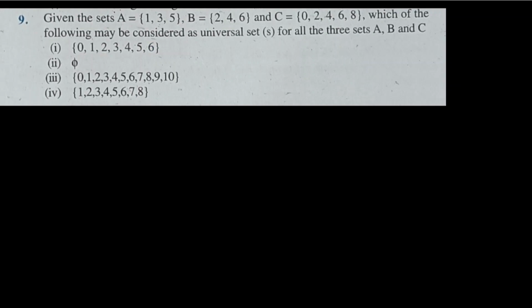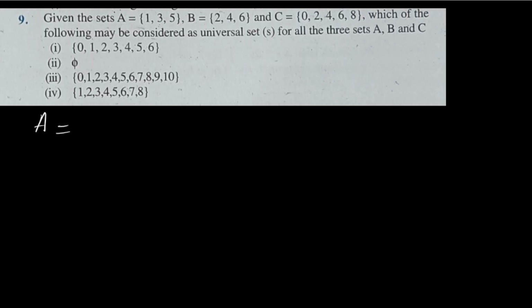Now let's do the last question of this exercise. The last question of this exercise says three sets are given to us: set A, set B and set C. We just have to write which of the following sets may be considered as a universal set for all these three sets. So here a few sets are given to us.